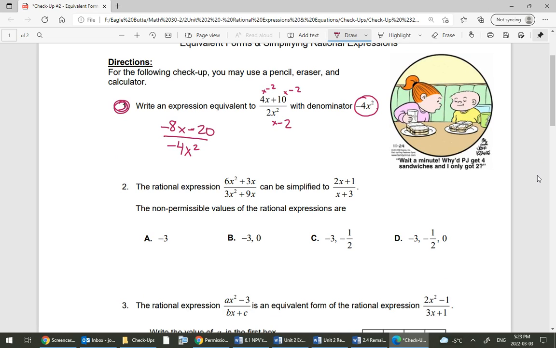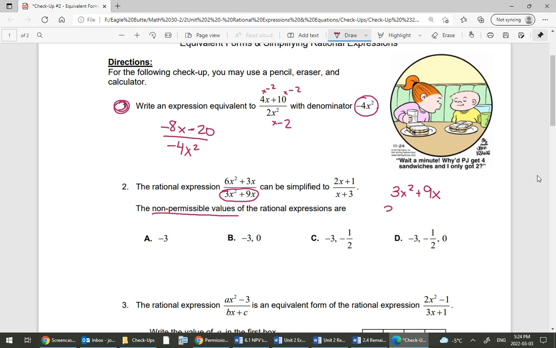The rational expression (6x squared plus 3x) divided by (3x squared plus 9x) can be simplified to (2x plus 1) over (x plus 3). We're just being asked for the NPVs. Remember that our NPVs always come from before we simplify. So we're going to look at the denominator of the original expression. So 3x squared plus 9x. Remember, whenever we have two terms, there's only two options. We can pull out a common factor, or we can do difference of squares.